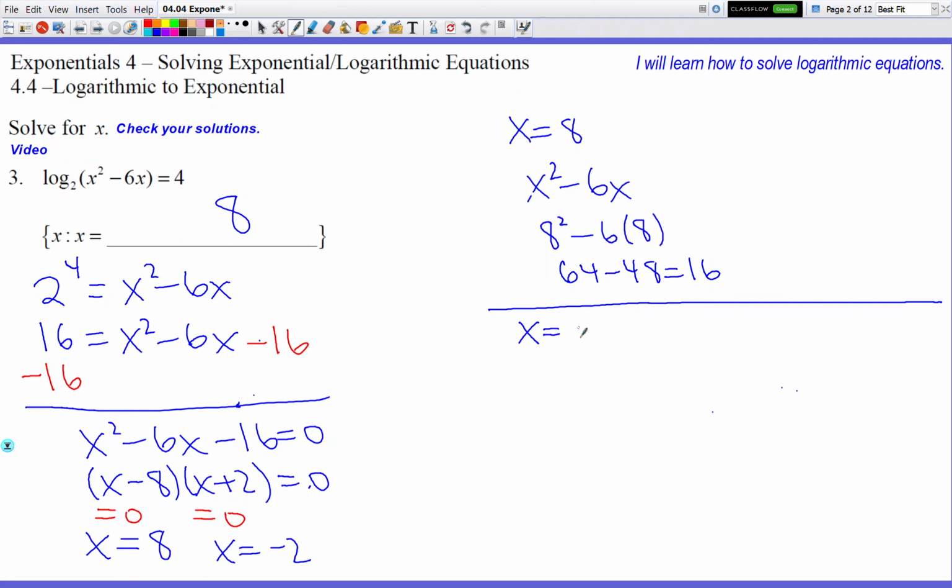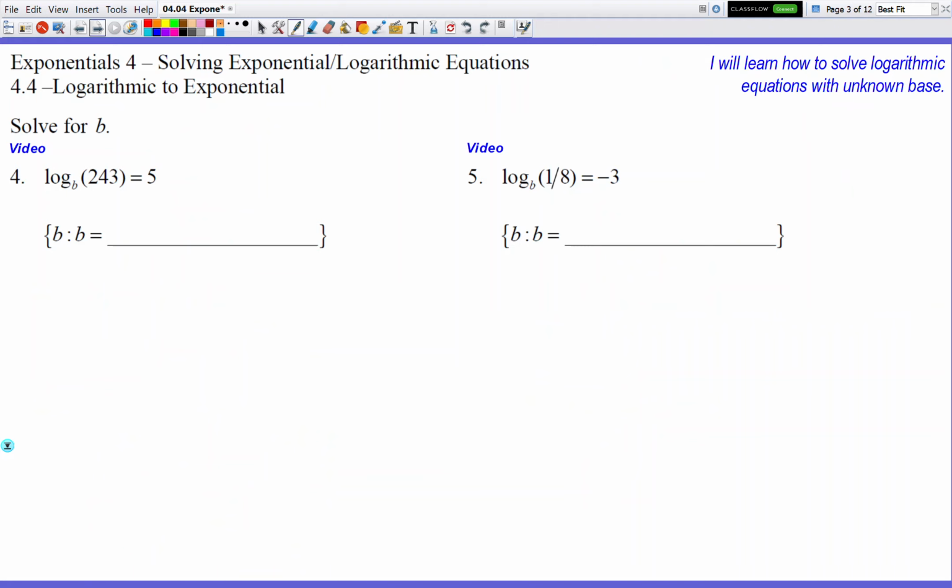Okay, so now let's check negative 2. So negative 2, we're gonna plug it into x squared minus 6x. So we got negative 2 squared, because we're going to plug negative 2 everywhere I see x, minus 6 times negative 2. Okay, so that's going to give us 4 plus 12, and that's going to make a 16. Okay, and that's not a negative number, so therefore negative 2 seems also legit as well. So negative 2 comma 8, that's my two answers. Okay, all right, moving on.